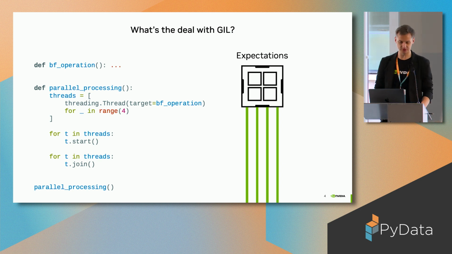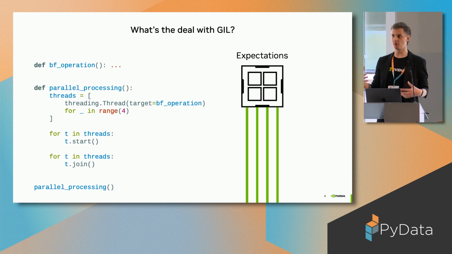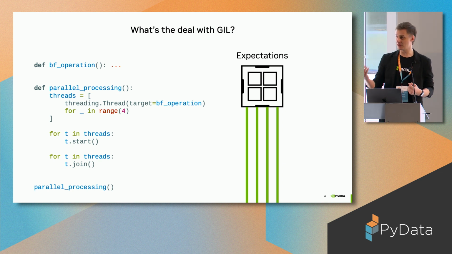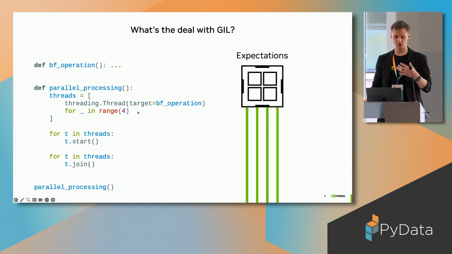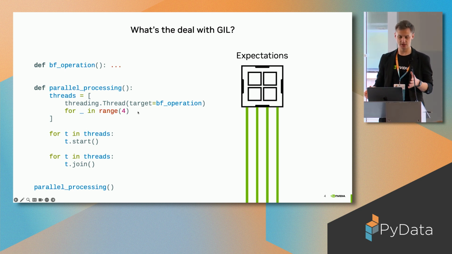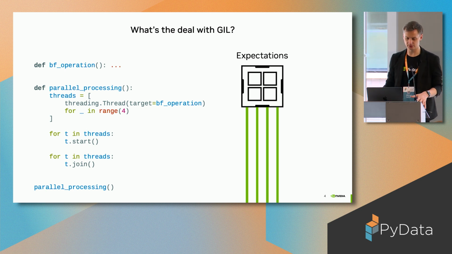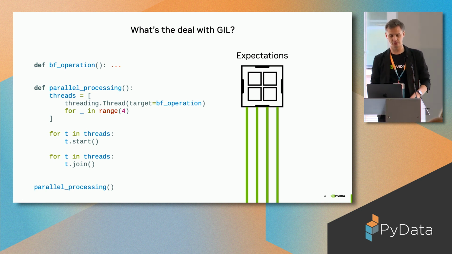We have this snippet of code here. We have this big fat operation, and let's say this operation is expensive. When you have an expensive operation, one way to optimize our workload is to run it in parallel. So what we do is like this typical Python code. We just run the operation in threads. Here I used 4 threads, but we can use almost any number we like. We just start them, join them, call the parallel processing method. And in our expectations, it should run smoothly across all the 4 threads.